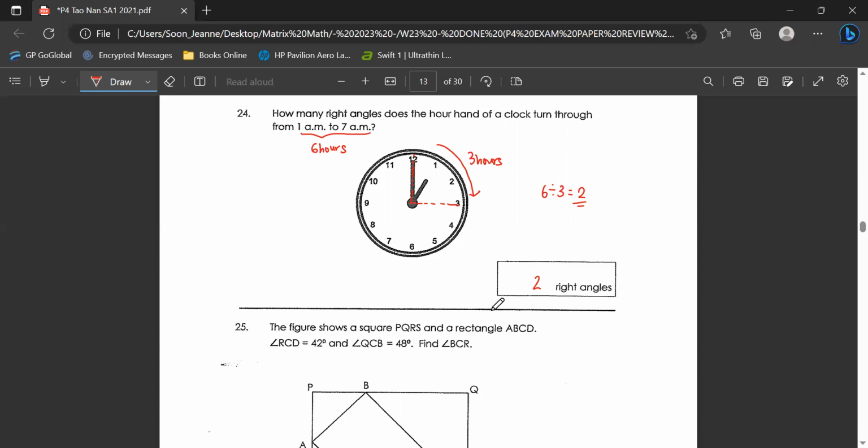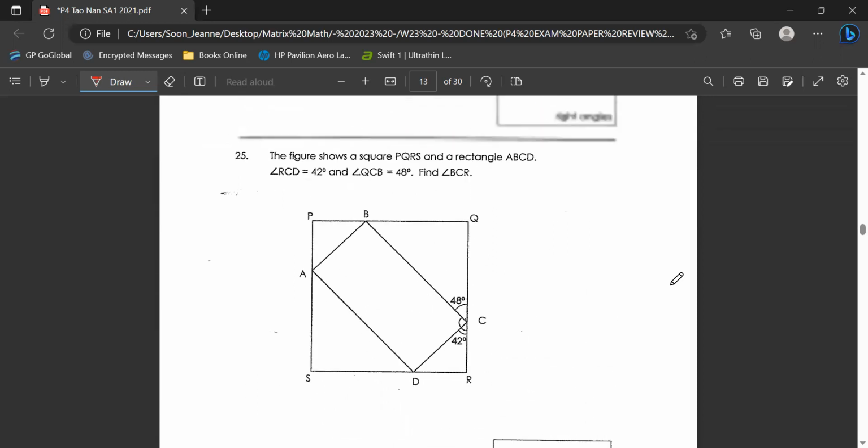Question number 25. The figure shows a square PQRS and a rectangle ABCD. So PQRS is the square. ABCD is the rectangle inside the square. Angle RCD is 42, this one. And angle QCB, this one, is 48. Find angle BCR.